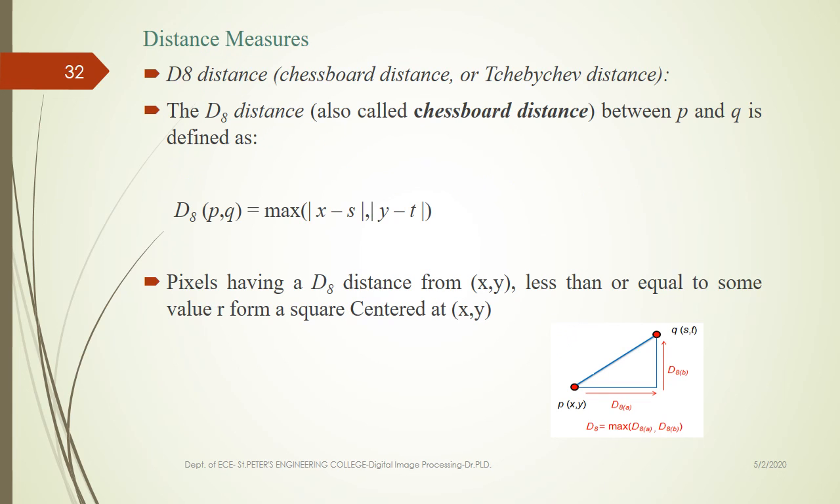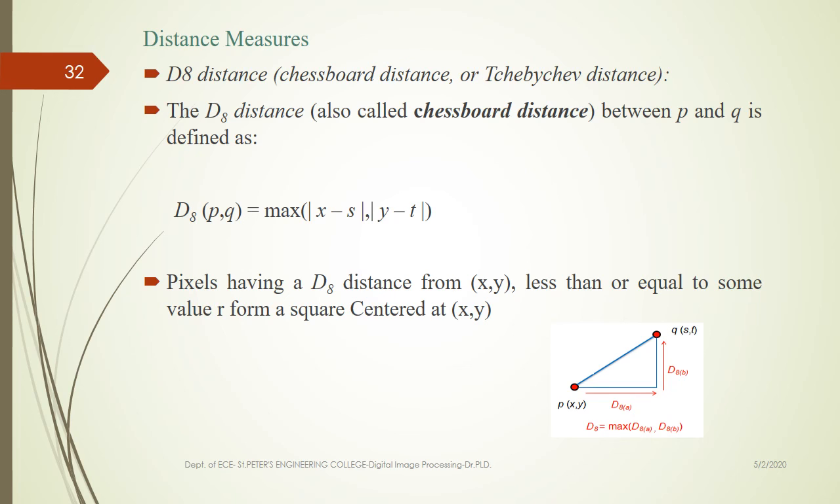Coming to the next, D8 distance, that's called chessboard distance. To the maximum extent we have 8 blocks in the chessboard. That's the reason it's actually called the chessboard distance, or Chebyshev distance. D8 distance between P and Q is defined as D8 of PQ equal to the maximum of mod of (x minus s), mod of (y minus t). x, y are the spatial locations of P, and s, t are the spatial locations of Q, so P of (x, y) and Q of (s, t).